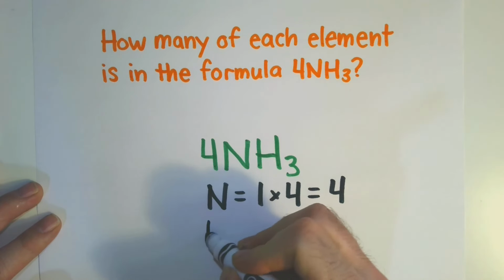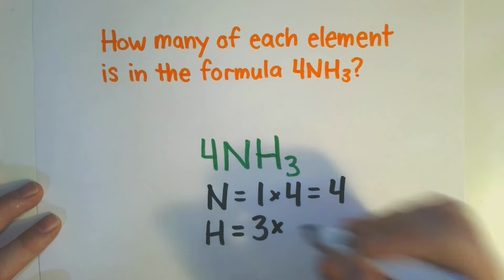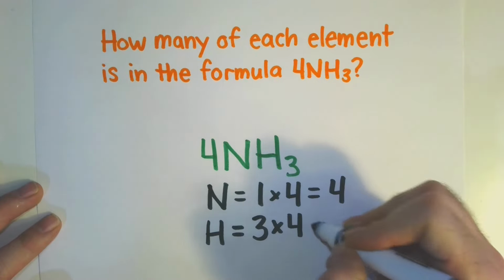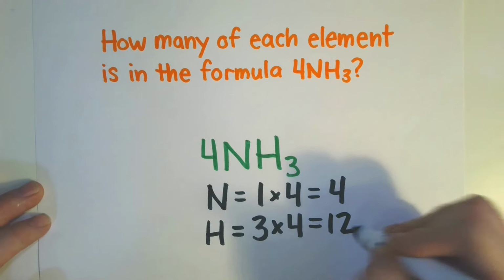And so for hydrogen, that subscript is a 3. So there are 3 hydrogens per molecule. But we have this coefficient of 4. And so we also need to take that 3 hydrogen atoms per molecule and multiply it times that 4 molecules. And so 3 times 4 is going to give us 12.